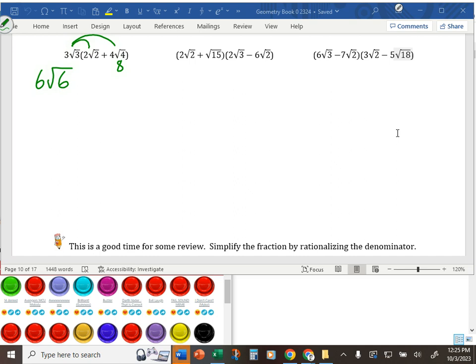But 3 root 3 times 8 is 24 root 3. If you didn't simplify that to be 8, you would have gotten 12 root 12. But then that root 12 should be simplified to 24 root 3 in the end anyway. And so we've got 6 root 6 plus 24 root 3. Anything we can do? No. Nothing we can do here, right?